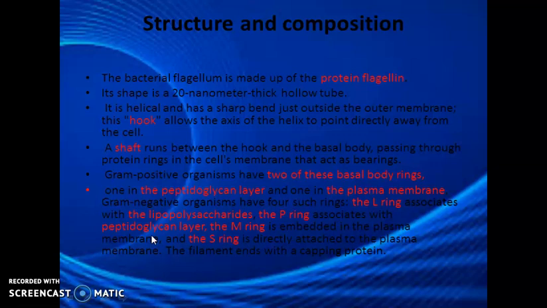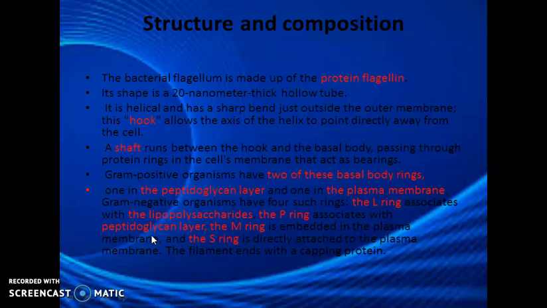Okay. Then in the case of gram-negative organisms, it has 4 such rings, that is, the L ring, which may associate with the lipopolysaccharide, because gram-negative bacteria possess a higher amount of outer membrane structure that is very thick. So it possesses a much more prominent L ring. And the P ring.